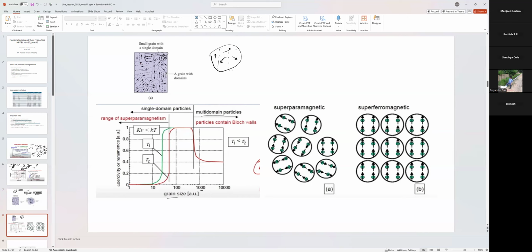If you start reducing the particle size to around 10 to 30 nanometers, you start entering the single domain region. Now each single grain is pointing in a specific direction. This is a single grain. All the domains are pointing in the upward direction.